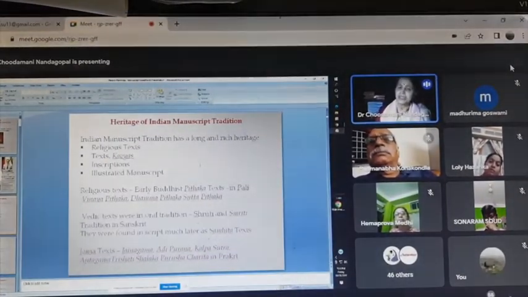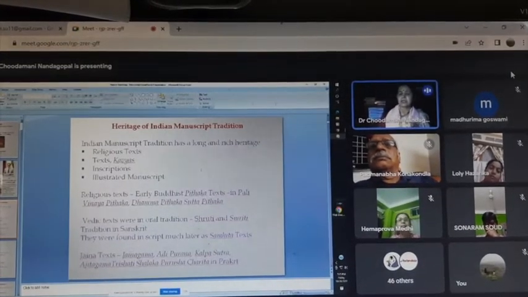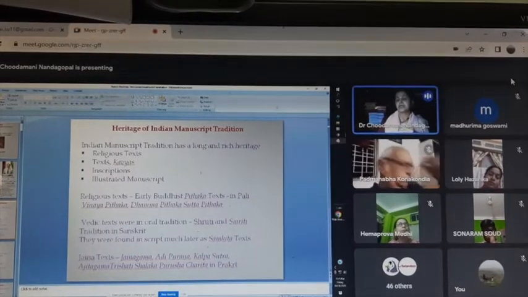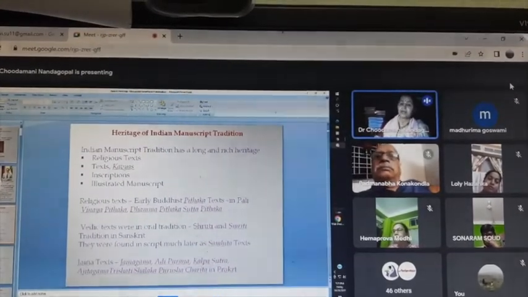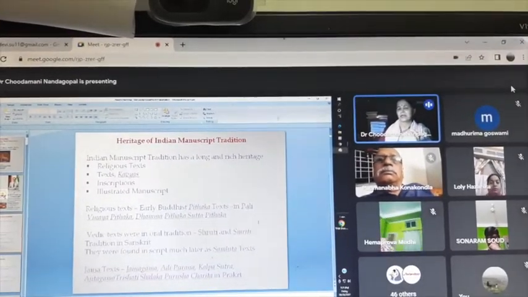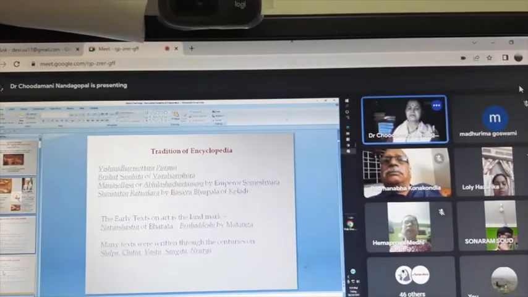We also have Jaina texts like Jainagama, Adipurana, Kalpasutra, Ajitagama, Trishashti Shalaka Purusha Charita, and most of them are in Prakrit. So you see all the three languages, Pali, Sanskrit and Prakrit.